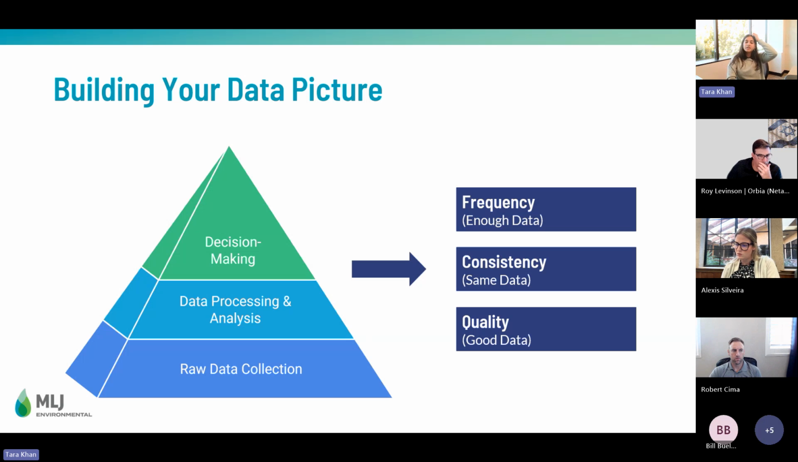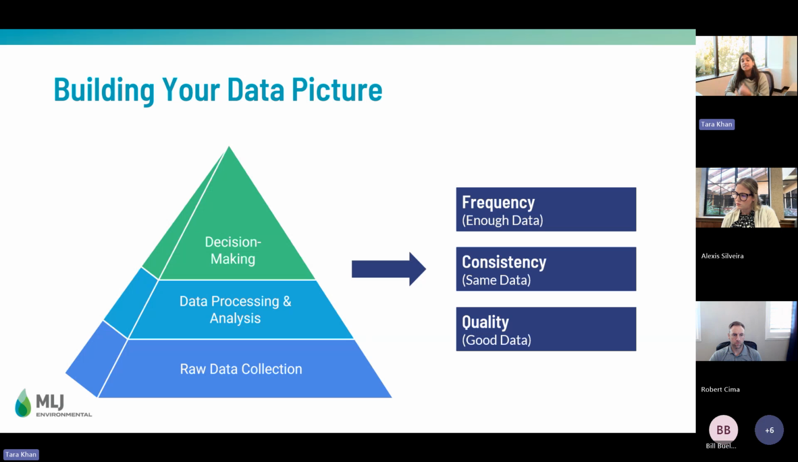And then the final data principle that I wanted to point out here is quality. So is the data good? Is it defensible? Is it data that I can stand behind if the state board comes to me and says, hey, what's going on in your sub-basin? I can get behind it and say, this is my data. This is where it's coming from. This is how I know that it's good quality. This is how I know that it's accurate and telling me the truth, essentially.